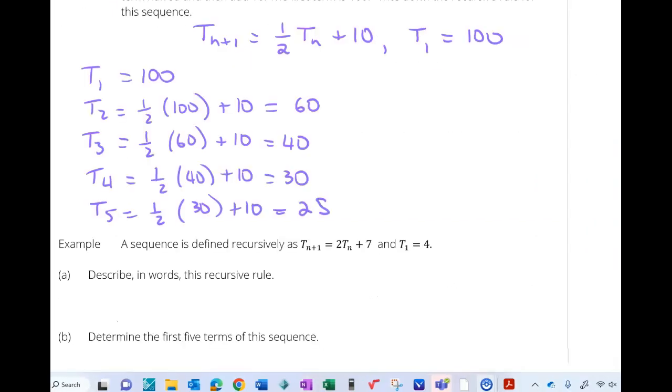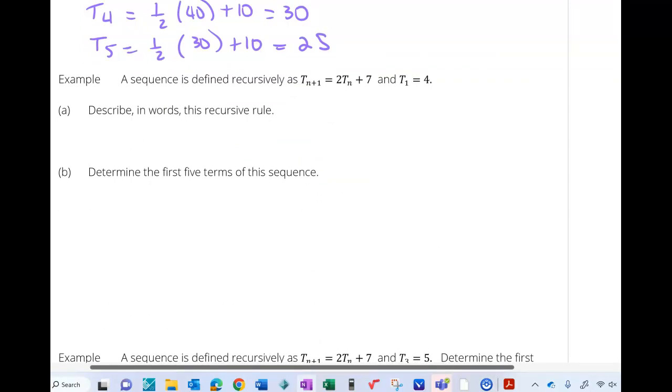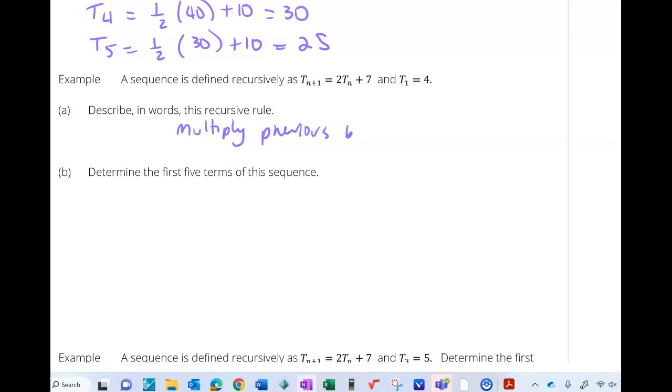So next one, similar. This time you've got the recursive definition. So to get the next term, we multiply the previous term by 2, then add 7, starting with 4. So we start with 4, times by 2, add 7 to get the next term.